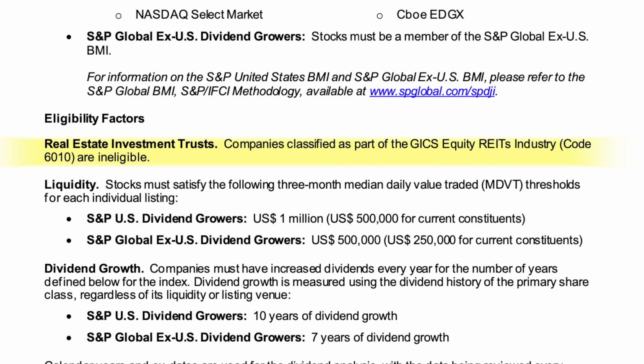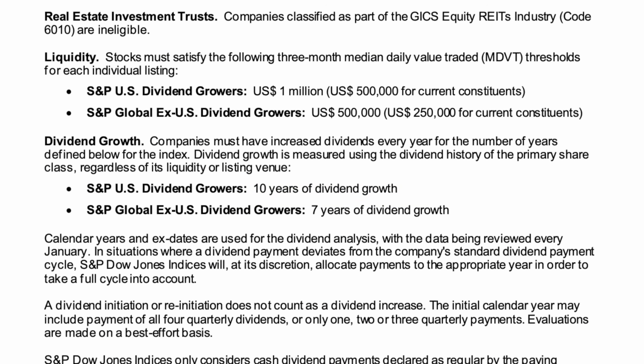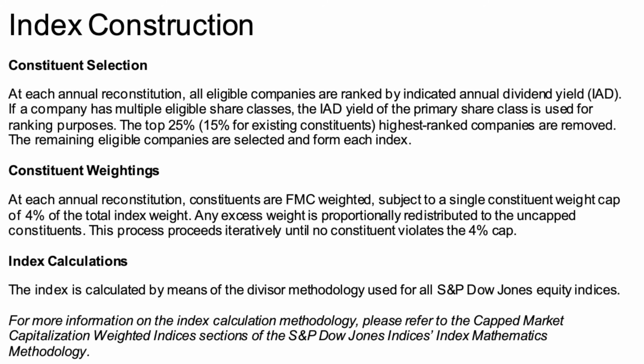So 1, no real estate investment trusts, again. 2, it has to have a 3-month median daily volume traded of $1 million or more. If they're in the index, it can be 500K. But this is, again, to show that the stock has enough liquidity, the company's big enough to be able to put in there. Companies need to have 10 years or more of dividend growth. And then at that point, that universe of companies is ranked by annual dividend yield.